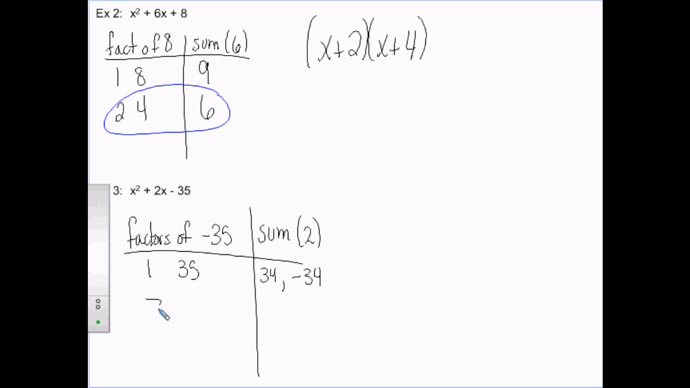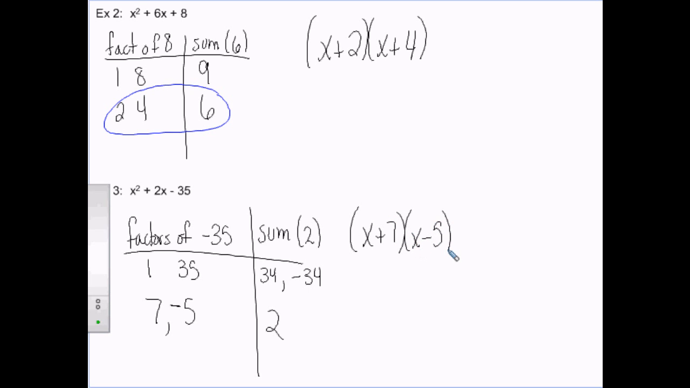The other factors of 35 are 7 and 5. If I make the 7 negative, I would get a negative 2. So I want that 5 to be negative. So then I get my positive. Does that make sense? So this is going to be x plus 7, x minus 5.